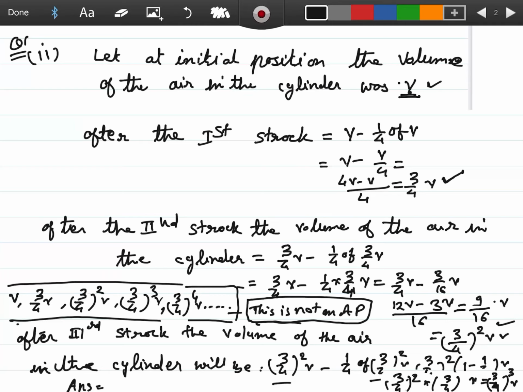जब हम इसको सॉल्व करेंगे तो हमको मिलेगा 9/16 V, और 9/16 V को हम लिख सकते हैं 3/4 स्क्वायर V. अब सेकंड स्टेप के बाद इसमें एयर कितनी बची है? 3/4 V स्क्वायर. फर्स्ट टाइम में 3/4 V बची थी, सेकंड टाइम में 3/4 V स्क्वायर, और थर्ड टाइम में 3/4 V स्क्वायर माइनस 1/4 ऑफ 3/4 V स्क्वायर. इस तरह से जो सीक्वेंस हमको मिल रहा है वो एक एपी में नहीं है.